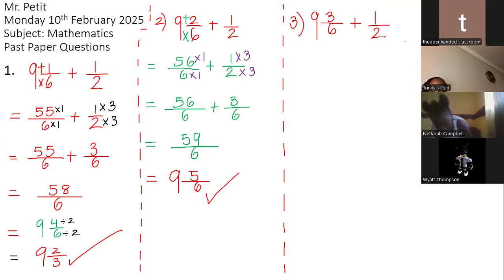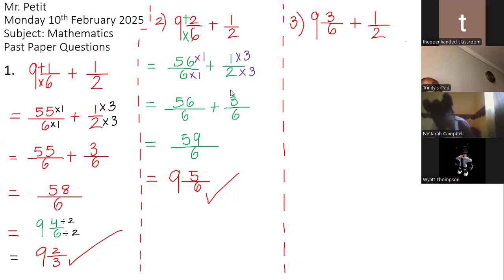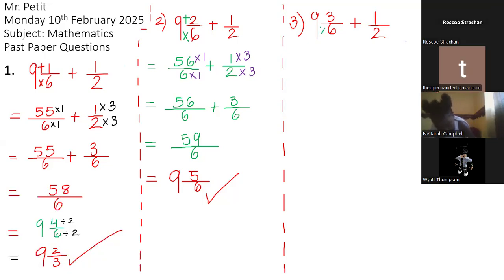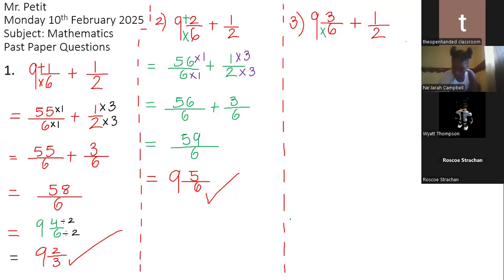All right. So the first thing we're gonna do is try to convert this mixed number into an improper fraction. So we're gonna do what? We're gonna say 9 times, yes, Roscoe? Is the answer 1? No, the answer is not 1.